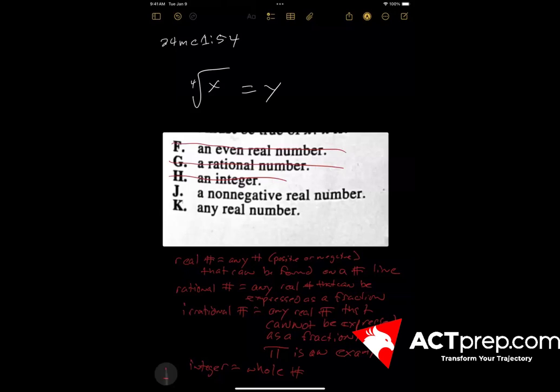Any real number. It can't be any real number because negatives are real numbers and it can't be a negative. So we can eliminate everything except for J, and J works. So that is our answer.